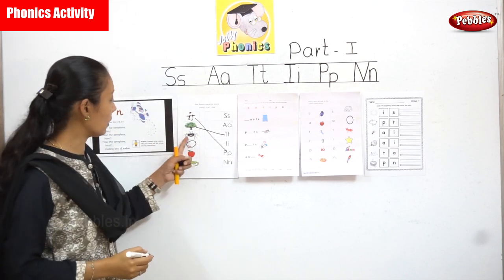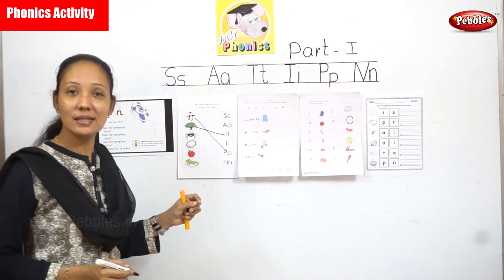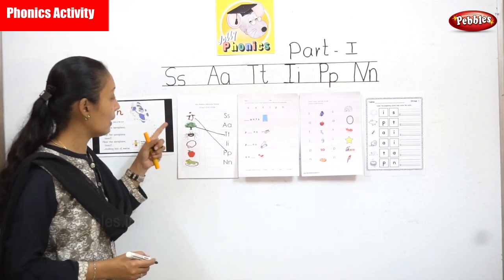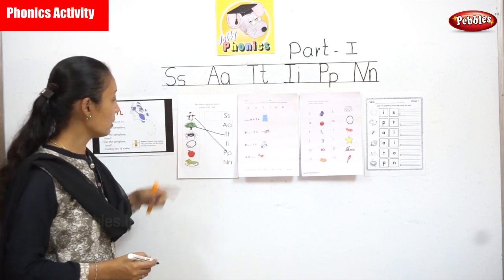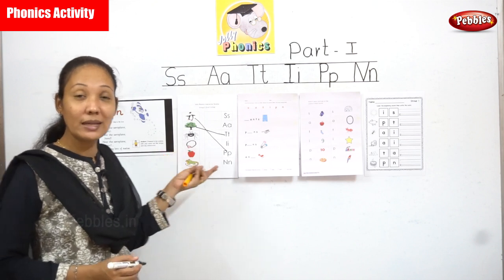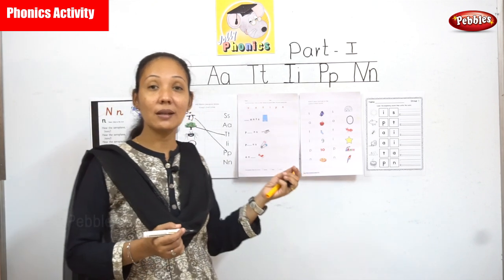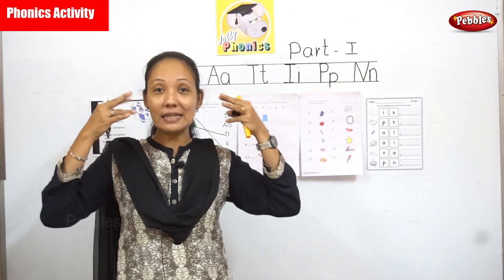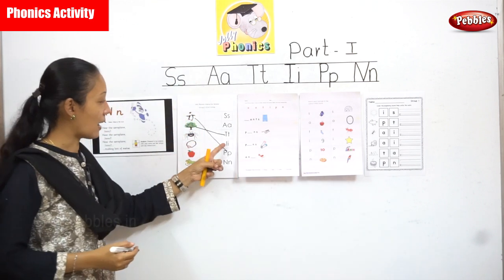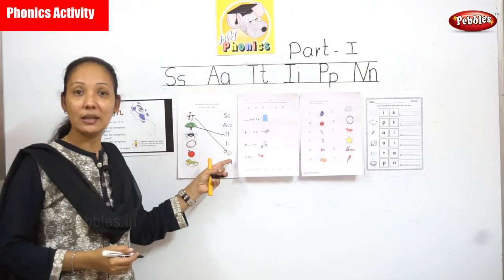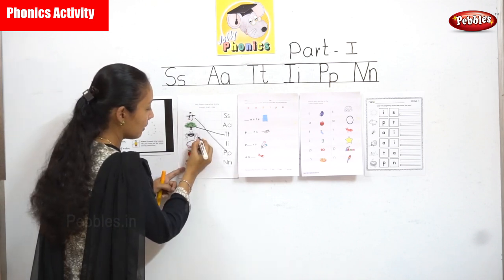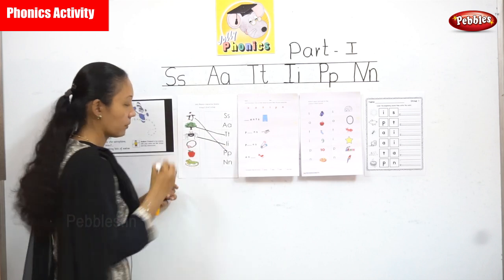Okay. Next one, you have an insect. Now what can be the letter and your sound for insect? For this picture, insect. What is the letter and the sound for insect? Yes, it is I and your sound is A. So shall we match I and your sound?